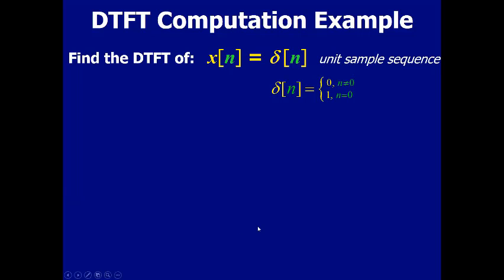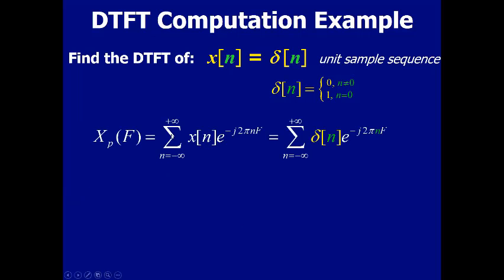So we just simply plug that into our discrete time Fourier transform summation. Its Fourier transform is the sum over all n of x sub n e to the minus j 2 pi n capital F. Well, I only have 1 at n equals 0. So when I plug that function in here, this summation is 0 for every n except n equals 0. And at n equals 0, this delta sub n becomes 1. So the whole summation degenerates to a single value, 1 times e to the minus j 2 pi times 0. That's e to the j 0, which has a value of 1.